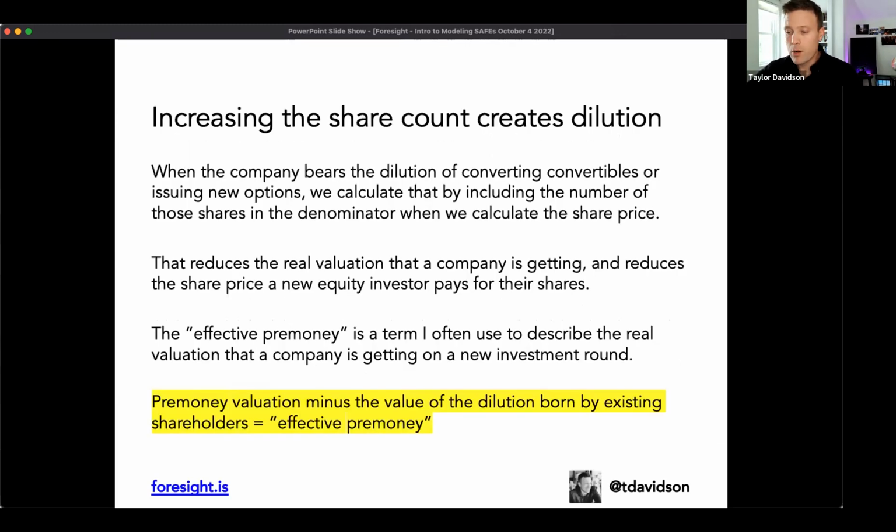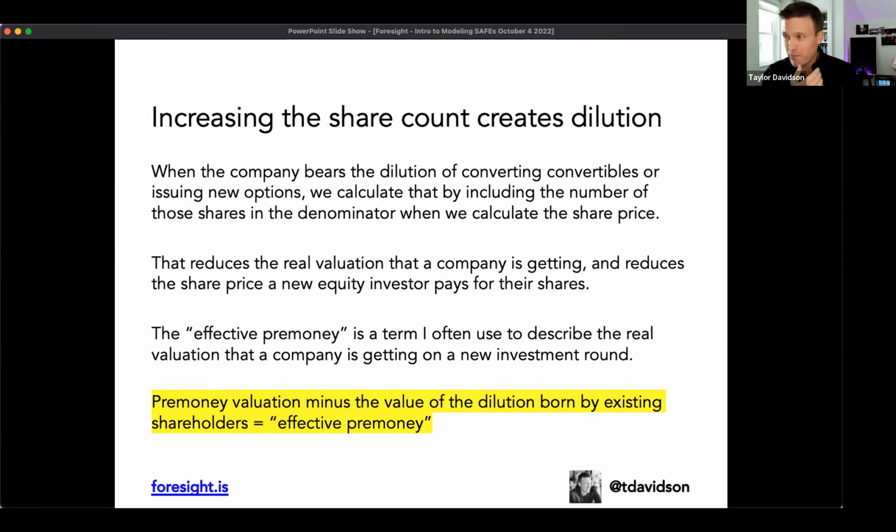The important thing to remember here is increasing the share count is what creates the dilution. What we do is calculate the number of shares that are included in the denominator and calculate the share price. When we include more shares in the share count, it effectively reduces the valuation that the entrepreneur is getting from the company, and it reduces the share price an equity investor is paying for their shares. I use a term often called an effective pre-money.